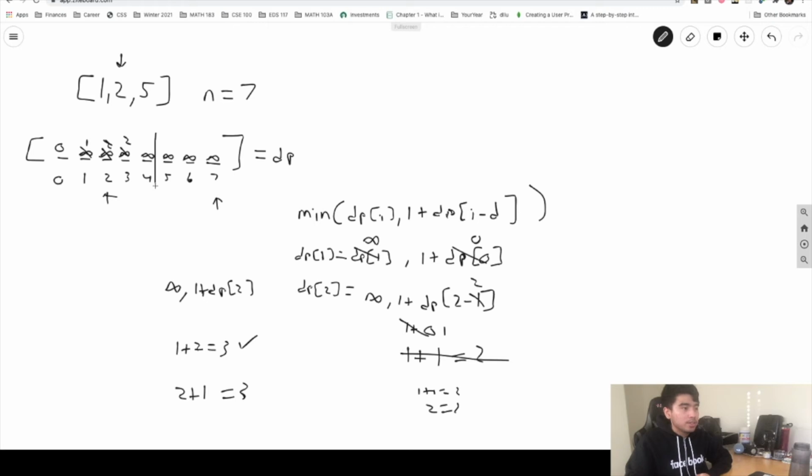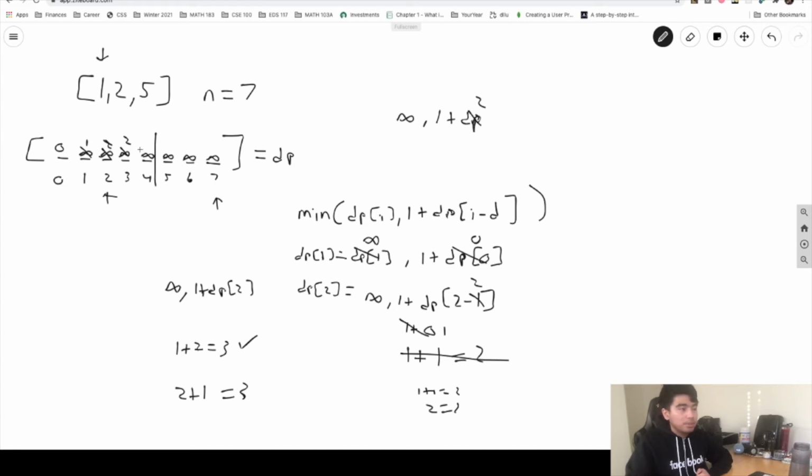Okay, let's go to 4. So what's the dp of infinity and 1 plus the dp of 4 minus 1, right? Because our pointer is going to be on this 1 again. Well, that's just going to be the dp of 3. And the dp of 3 we established is 2, right? So this is just going to be 2. And 1 plus 2 is going to equal 3.